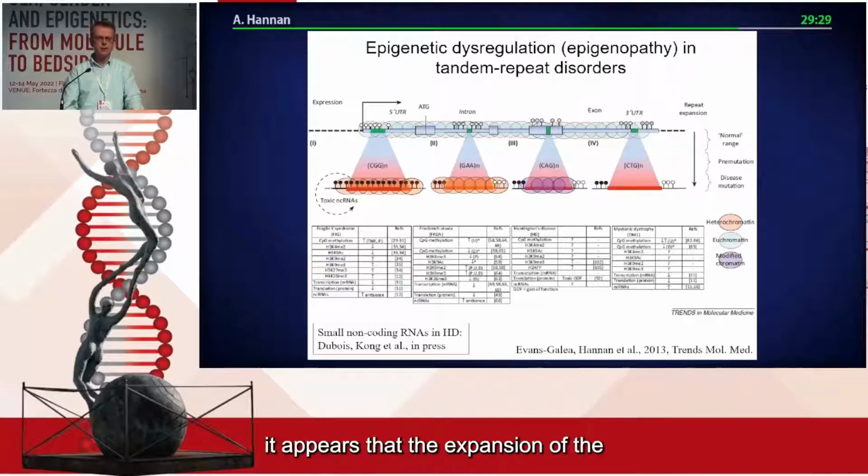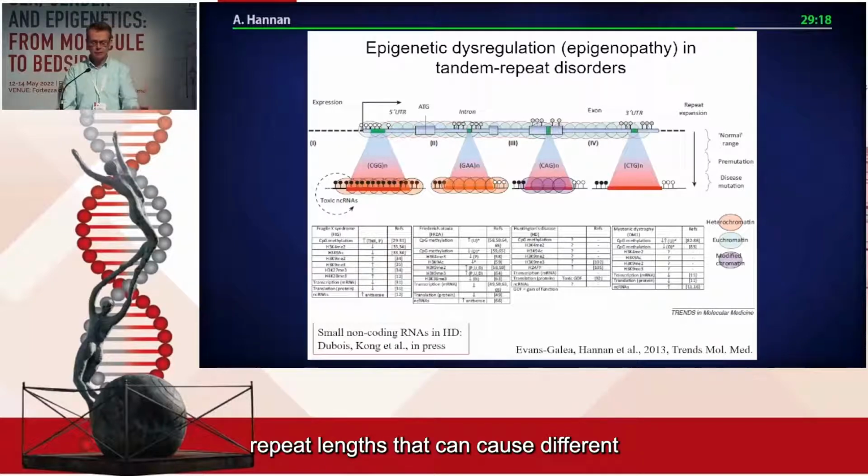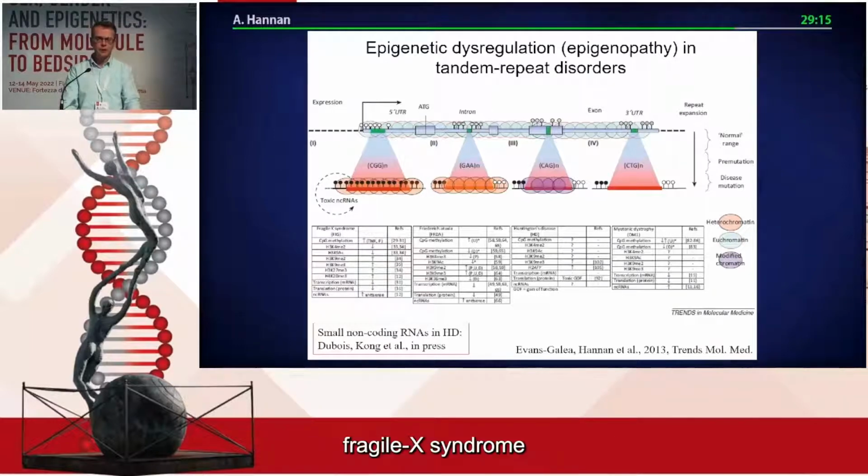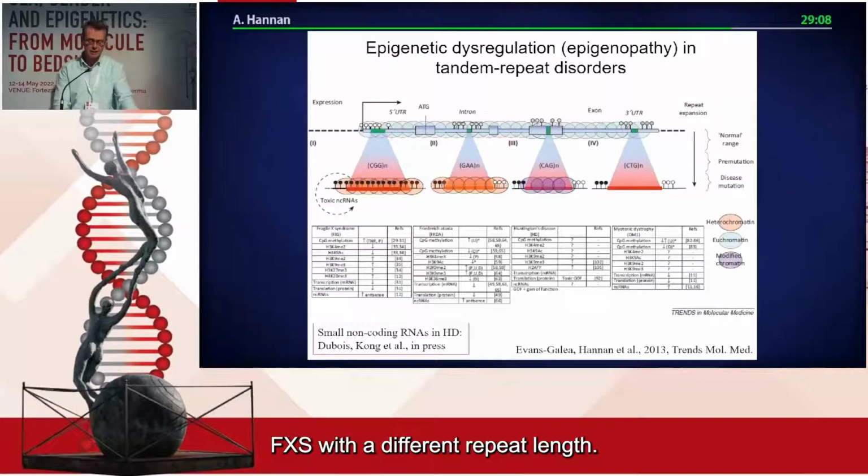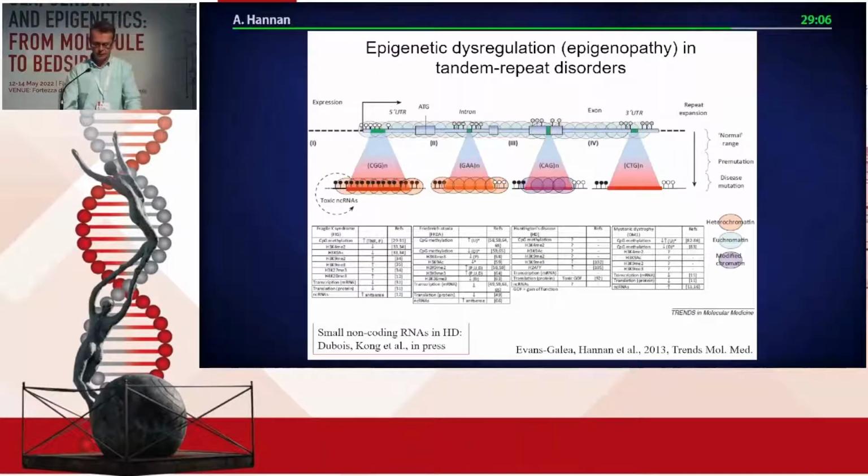For example, it appears that the expansion of the FMR1 tandem repeat causes epigenetic changes to turn off FMR1 and hence cause Fragile X syndrome, and there are different repeat lengths that can cause different Fragile X syndrome-like disorders, or in fact a neurodegenerative version of it, FXTAS, with a different repeat length. The epigenetic changes in Huntington's we think are downstream of the polyglutamine tract, and we've been working more recently on non-coding RNAs.